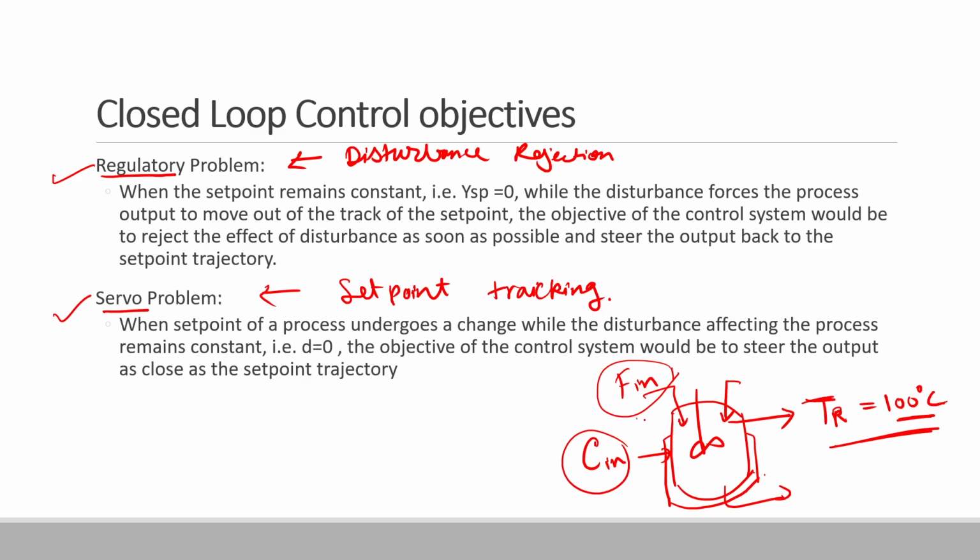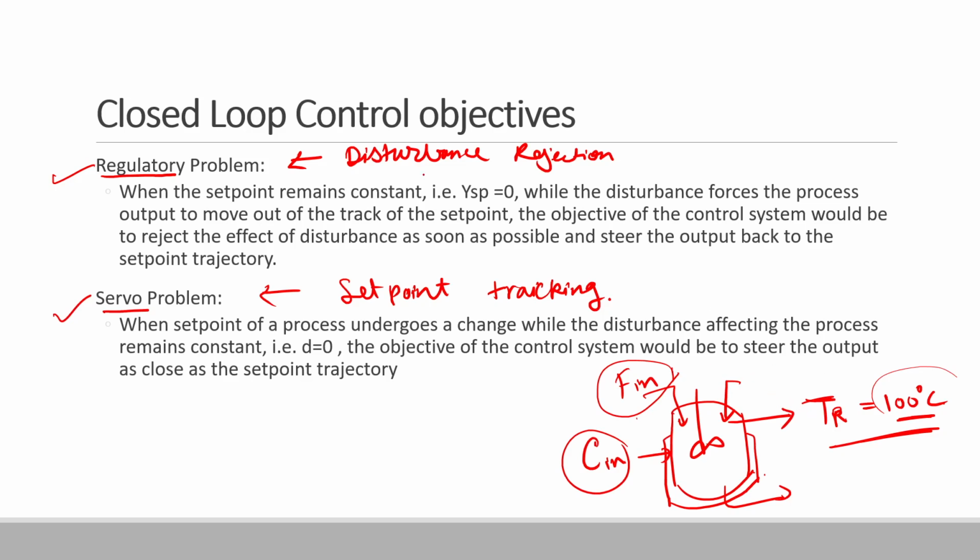and this the disturbance. So our controller should act in such a manner that no matter whatever the disturbances are, the temperature of the reactor should always be maintained at 100 degrees Celsius. So basically we want to regulate the temperature of the reactor at 100 degrees Celsius by rejecting whatever disturbance I am providing to the system. When we want to reject disturbance, such a kind of control objective, we call it a regulatory problem.